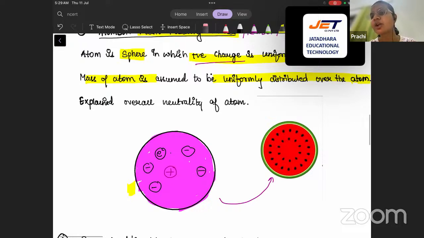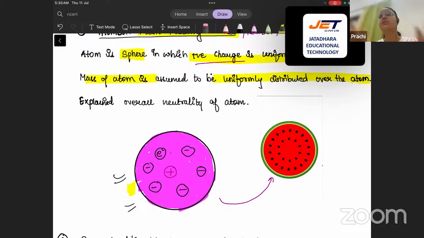So this is the 2D view, right? What you are seeing here is a 2D view. Now you can imagine it in 3D like a watermelon. Whatever red pulp you have is the positive charge, which is uniformly distributed, and in that you can imagine electrons as those seeds that you see, right? Whereas this is the 2D view, if I cut it and look at it from the front. This is how it will look. So the electrons are put into that pulp, right?